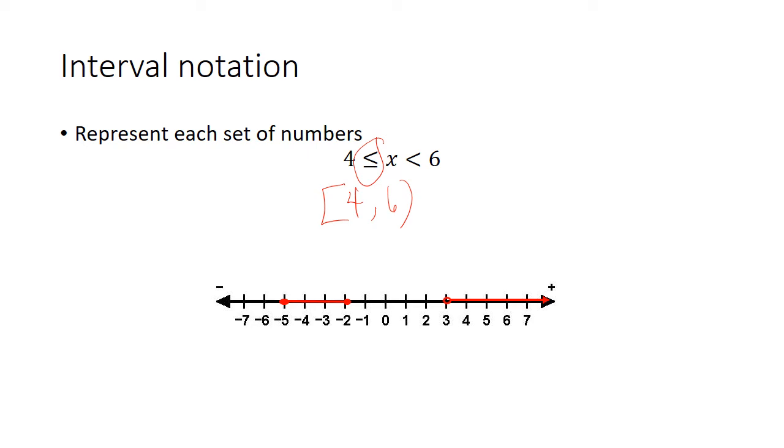On this number line, we actually have two different sets that are represented, so we'll have to work each of them separately. On the number line, we're going to start with this part right here. Our -5 is included and our -2 is included, so we would say -5 to -2 included.